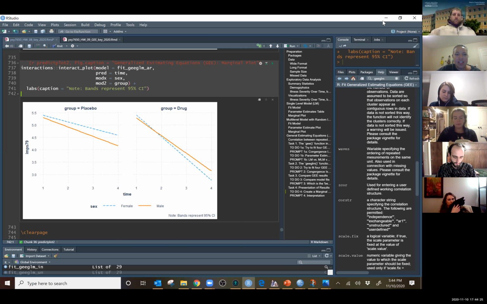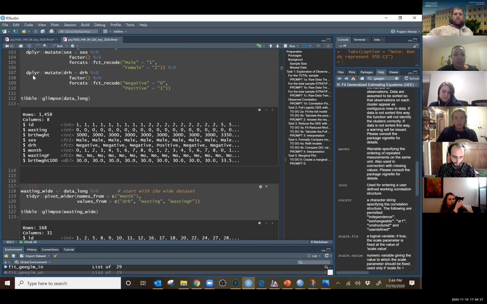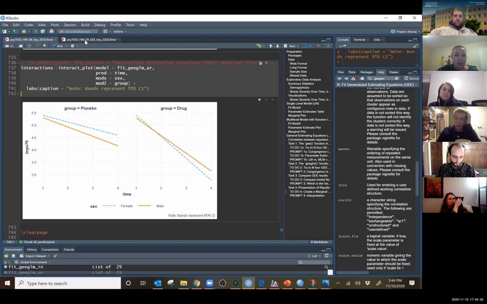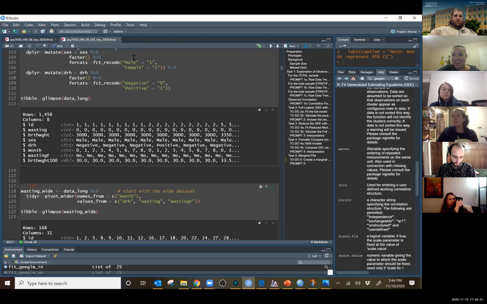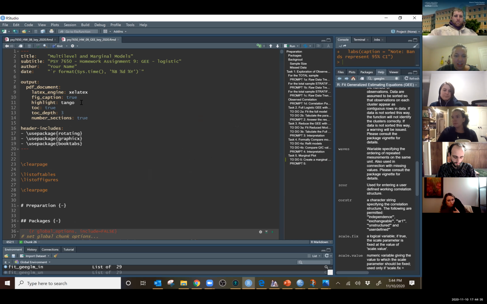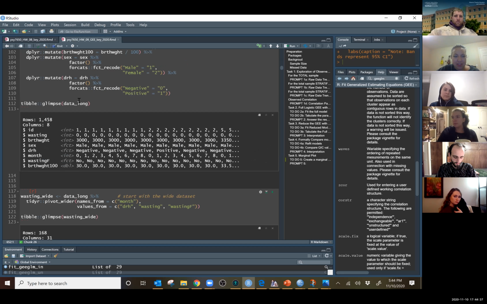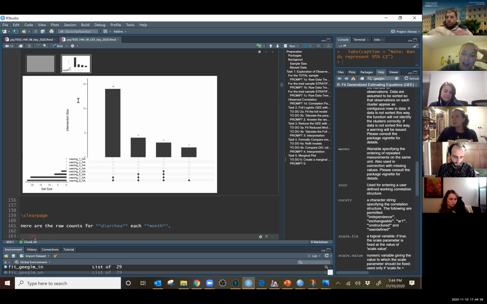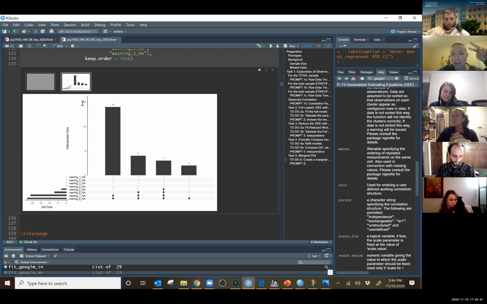Let us turn our attention to homework 9. Fabulous homework 9. Homework 9 has to do with a yes or no binary outcome, so we're doing logistic GEE. That's the difference here. I went through and added to my key, and I'll add it into the homework assignment for next time. I'll look at the missing data.